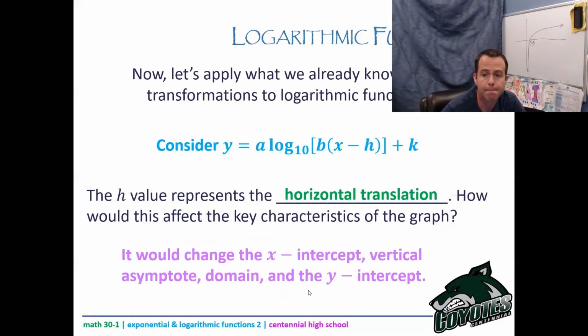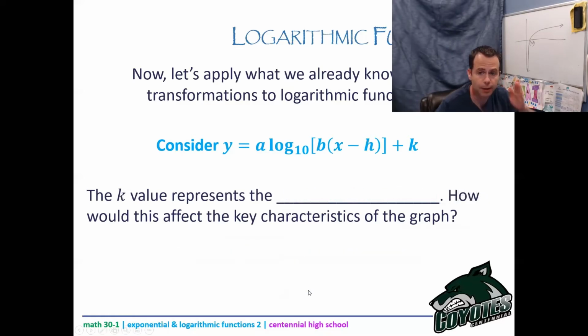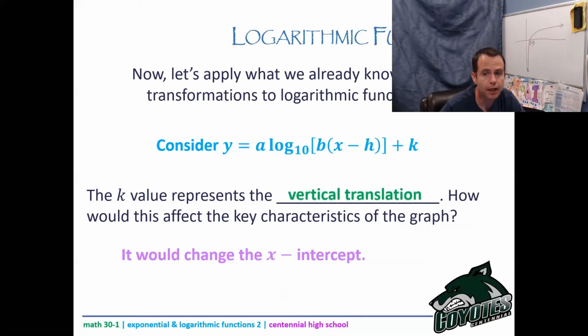Okay. The k value, I'm moving it up or down. So that's the vertical translation, and that would affect the x-intercept, okay? Moving it left or right and moving it up and down won't affect the overall rate of growth there, okay?